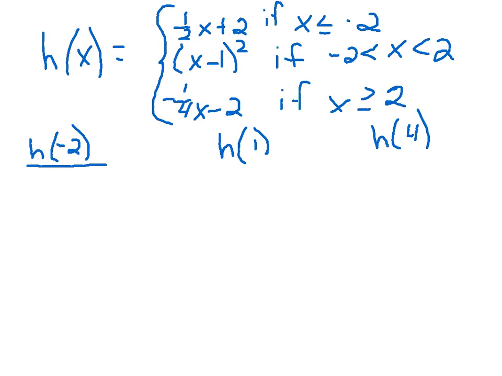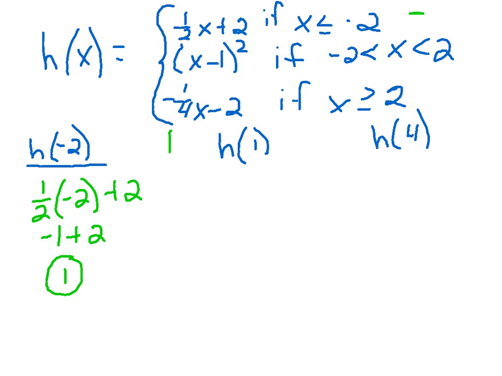Okay, our first one is saying x is negative 2. So if we go up to our top, I'm going to actually switch colors here. If we go up to our top equation, then it says use this equation if x is less than or equal to negative 2. Well, we're talking about x being negative 2. So I'm going to plug that in. 1/2, there's my x, which is negative 2, plus 2. 1/2 times negative 2 gives me negative 1, and negative 1 plus 2 gives me positive 1.